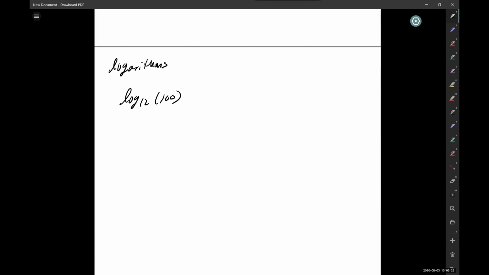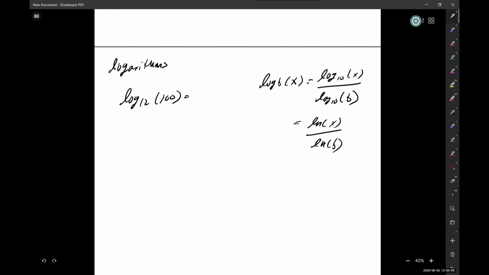But for a lot of these, this is where we're going to want to use the change of base formula, which says that anytime you have the log base b of x, we can rewrite that in terms of the common log base 10 of x divided by the common log base 10 of our base. Or if you like to use the ln better, you can also write this as ln of x over ln of our base. And these are both programmed into our calculator, so this allows me to get an exact decimal answer.